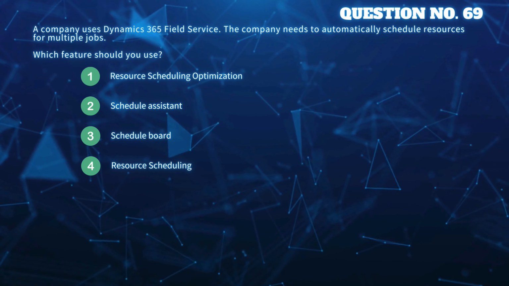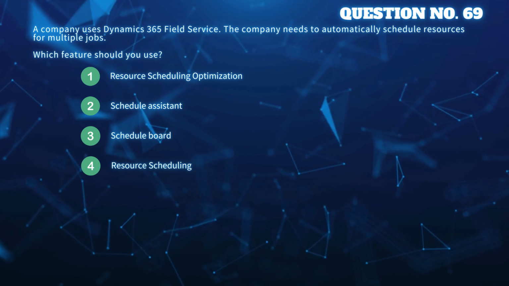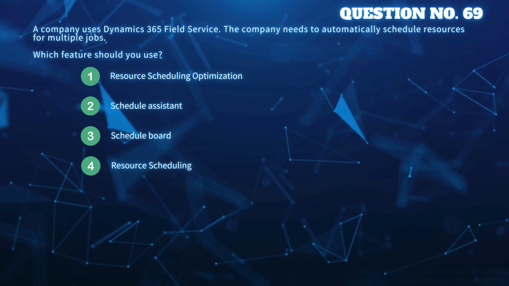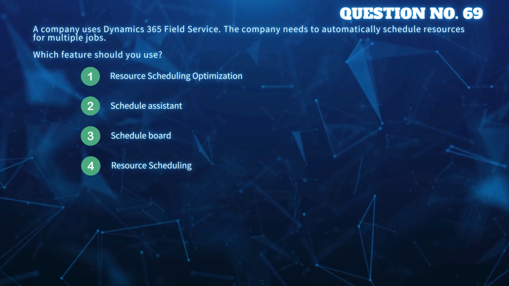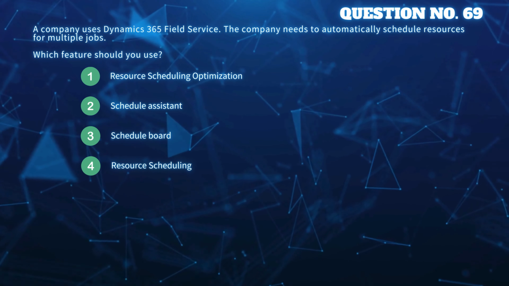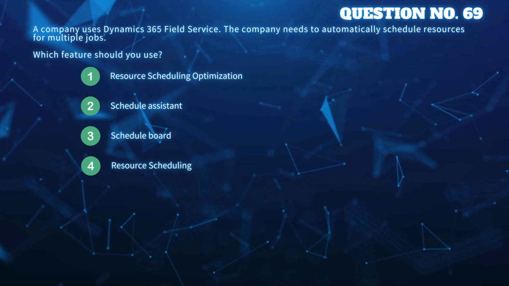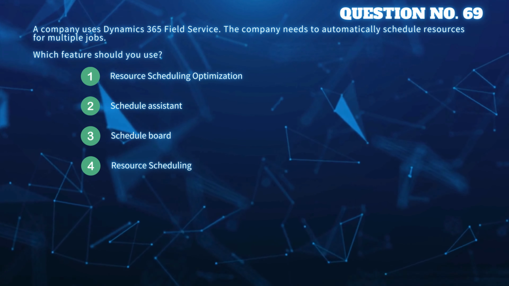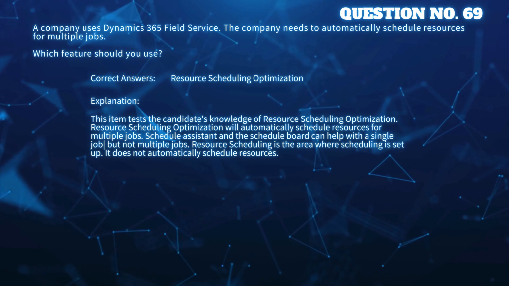A company uses Dynamics 365 Field Service. The company needs to automatically schedule resources for multiple jobs. Which feature should you use? Option 1. Resource scheduling optimization. Option 2. Schedule assistant. Option 3. Schedule board. Option 4. Resource scheduling. Correct answer: resource scheduling optimization.